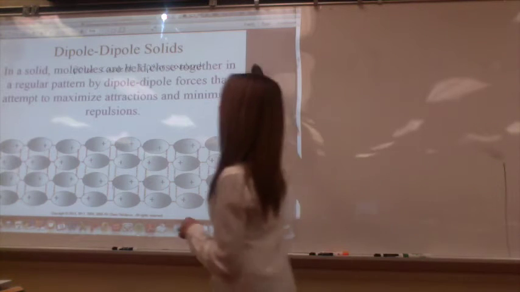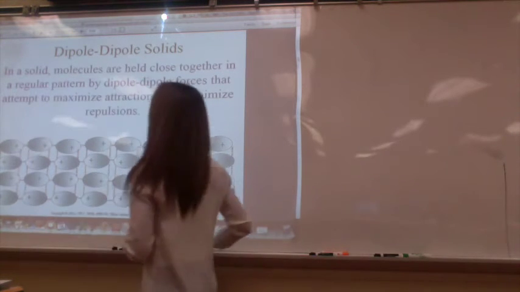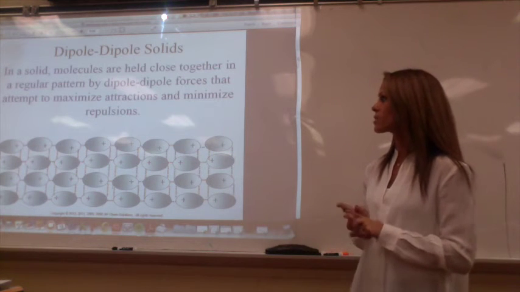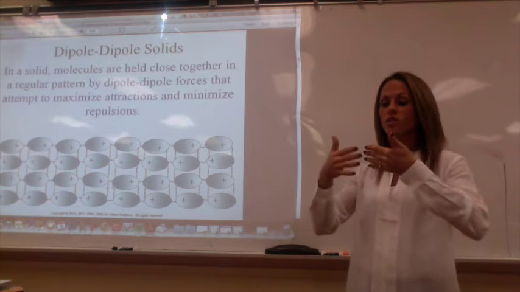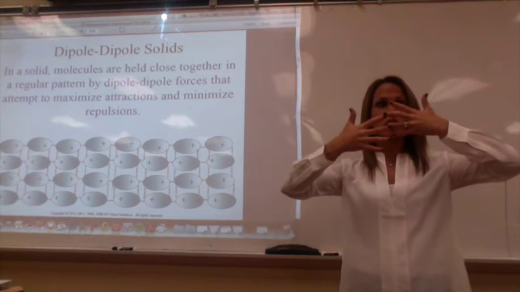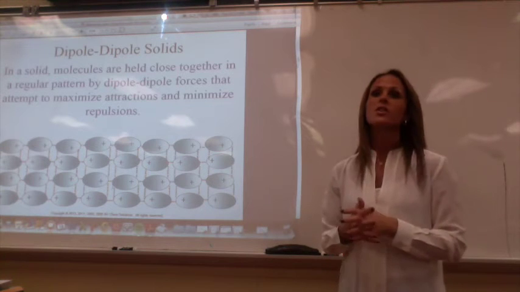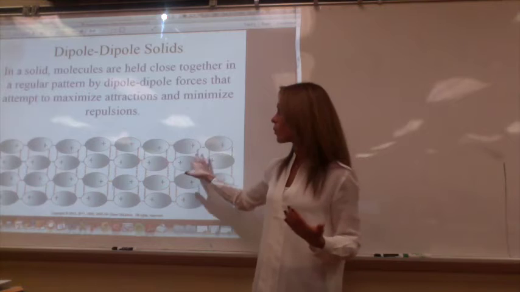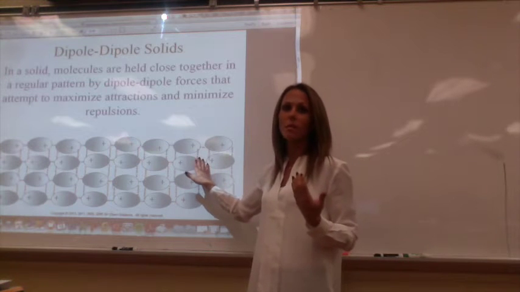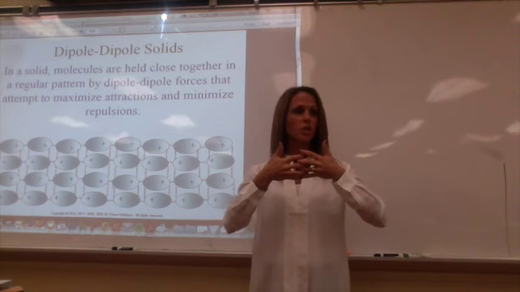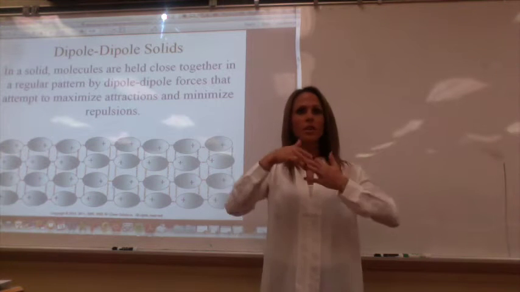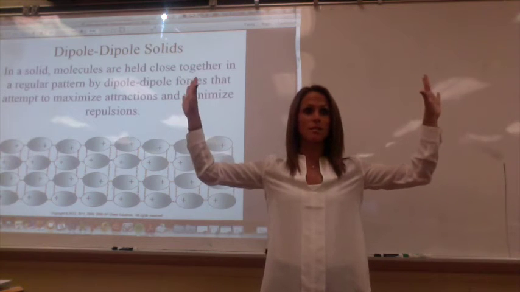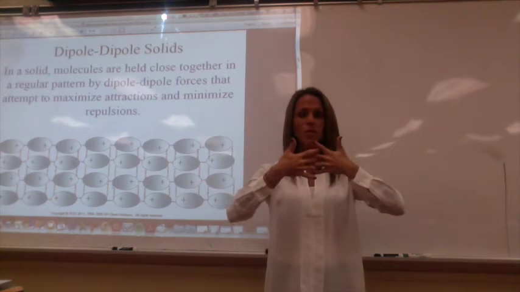So in a solid, molecules are held close together in a regular pattern by dipole-dipole forces that attempt to maximize attractions and minimize repulsions. So they're trying to arrange themselves like this and not shifted, causing a break in that. So those molecules' intermolecular forces, which we'll get to in a little while, we can sever these. We can weaken them. If it's a solid, then it's held rigid, right? But if it's a liquid, then they're kind of moving around. And when you break those intermolecular forces, then they become gases. So without intermolecular forces, you never get this kind of interaction here.